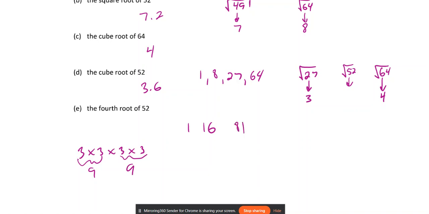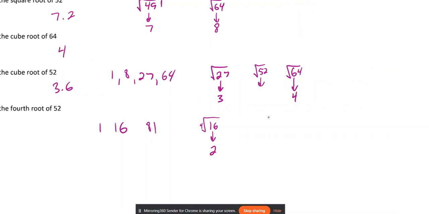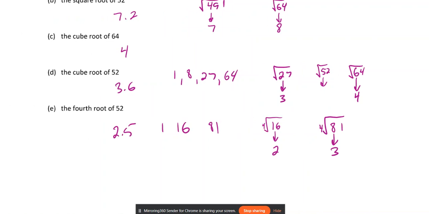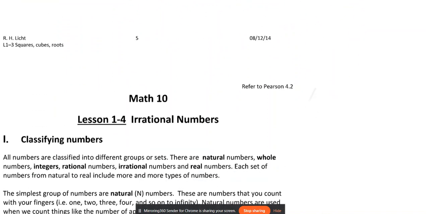Okay, so 52. We know that the fourth root of 16 is 2, and the fourth root of 81 is 3. So I've got to be thinking 2 point something, right? So for 52, sure, yeah, 2.5. I'll show you in the calculator after. All right, so that's it, guys.